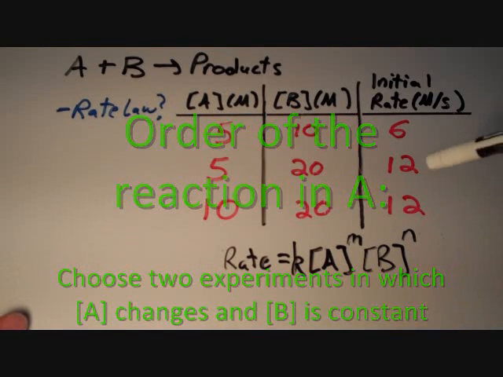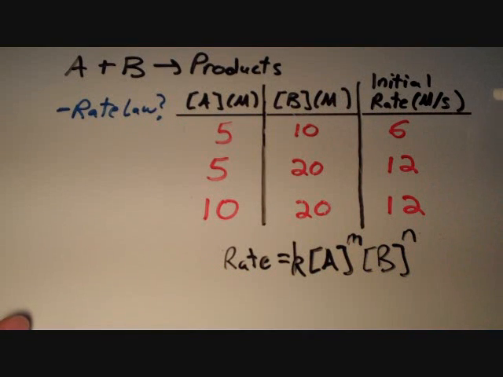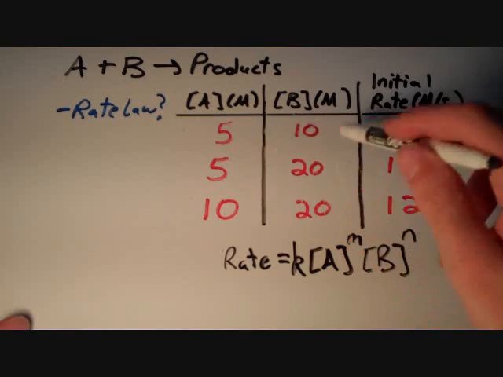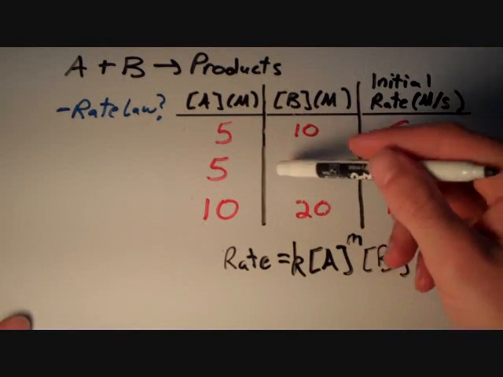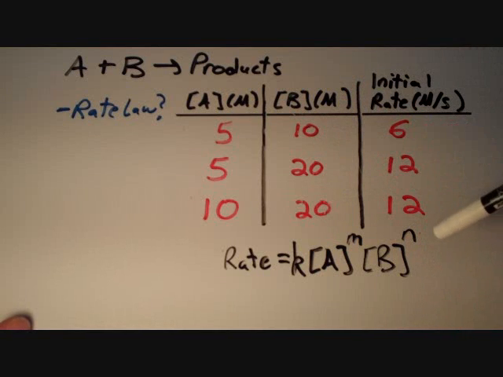So here we have a table of concentrations of A, concentrations of B, and the initial rate. In the first row, we have a concentration of 5 molar for A, the concentration of B is 10 molar, and the initial rate is in molar per second. Each of these rows represents a single experiment where they measure the concentration and the initial rate of the reaction.